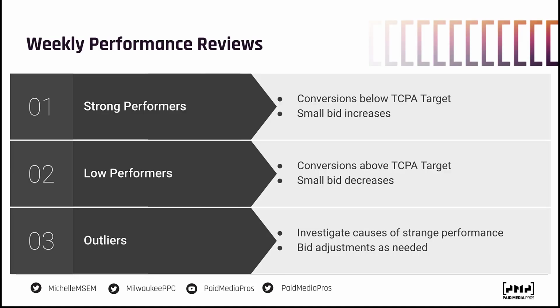So the first cadence of changes that we do is going to be on a weekly basis. This is because most accounts can tolerate weekly changes to keyword bids, or if nothing else, at least a review of changes every week. There's kind of three main buckets that we end up looking at. We try and focus on strong performers, low performers, and outliers. For each of these, we're going to give small bid adjustments based on how they're performing compared to our target.